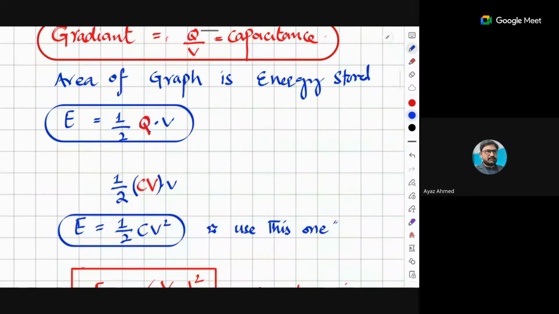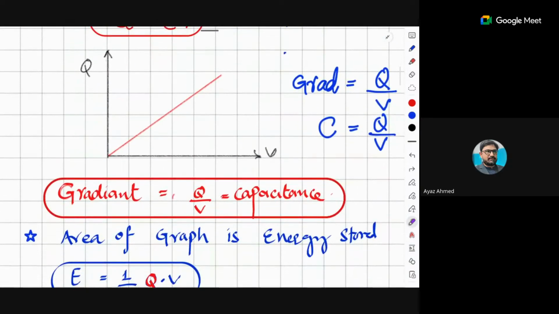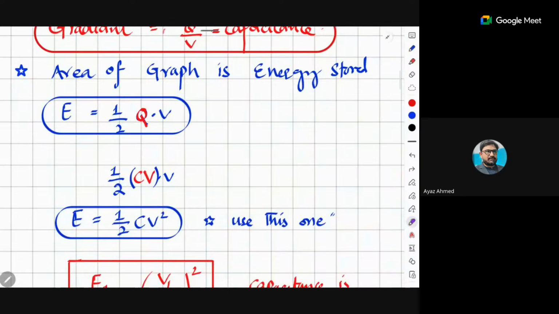Then we have another calculation, which is the area of the graph. The area of the graph is the energy stored. Will you remember this point? The area of the graph is actually the energy stored. Is it clear to everyone? What is the area of the graph? That is the energy stored. So the area is equal to 1 upon 2 Q into V, because it is based upon the triangle's base and height, isn't it? Do you agree or not?